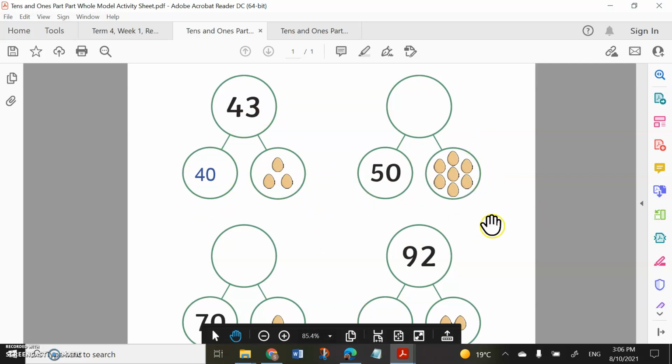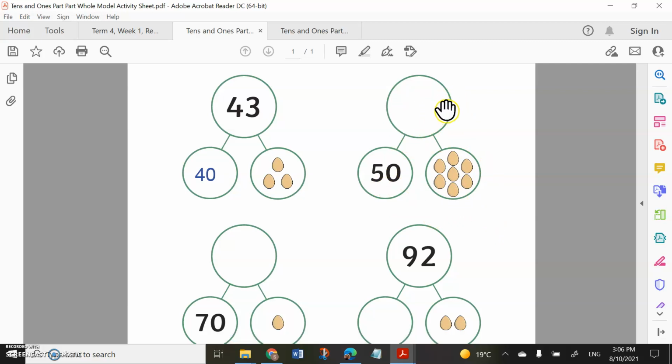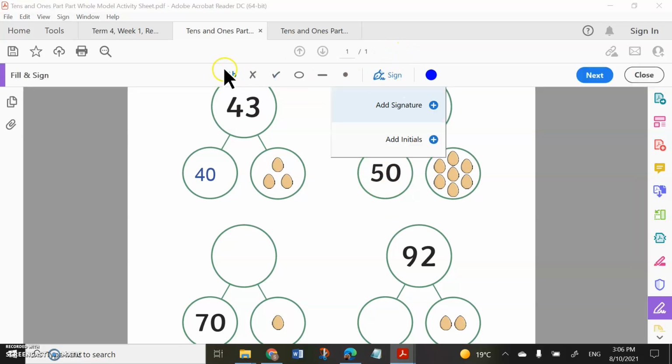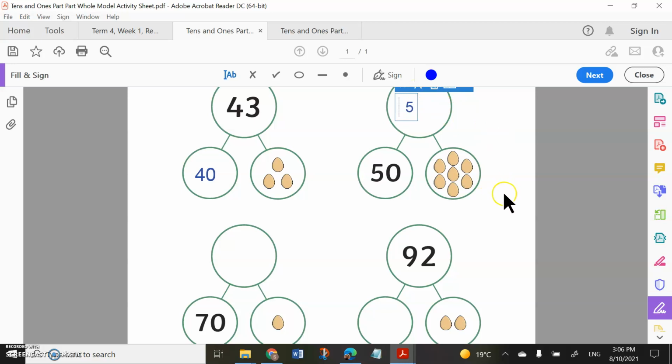Let's have a look at this number here. Now, the number's missing. That's the number that we need to work out. So what clues have we got? Here, they've given us the number 50. So we know that it's going to be a 5 in the tens column, isn't it? Let's write that down. We know that that's going to be a 5 in the tens column. But what about the ones? What goes in the ones column?